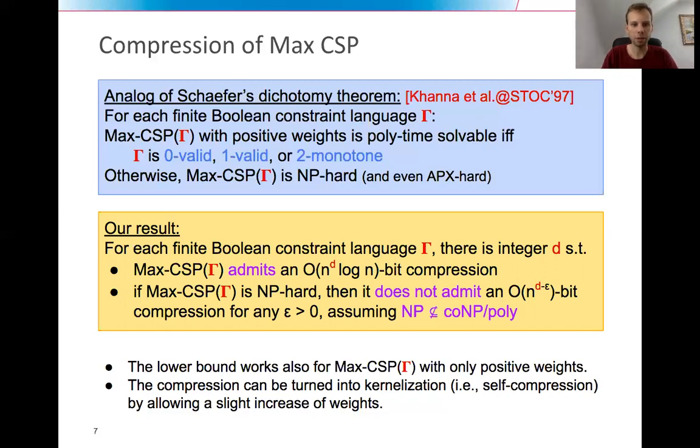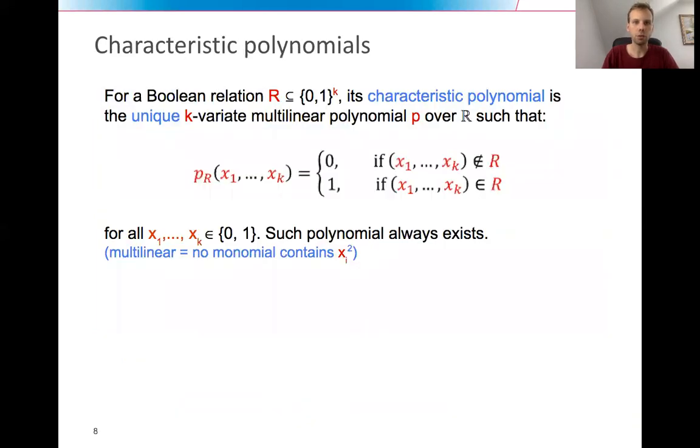And this compression can be turned into a kernelization, so a compression to an instance of the very same problem, with a little caveat that the range of weights needs to be slightly increased. The main tool that we exploit in the proof of this theorem is the notion of characteristic polynomial. For a given Boolean relation, its characteristic polynomial is a unique k-variate multilinear polynomial such that whenever a k-tuple belongs to the relation R, the polynomial should evaluate to 1, and otherwise it should evaluate to 0. It turns out that such a polynomial always exists and it is unique.